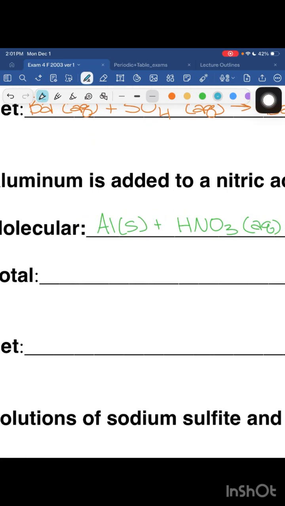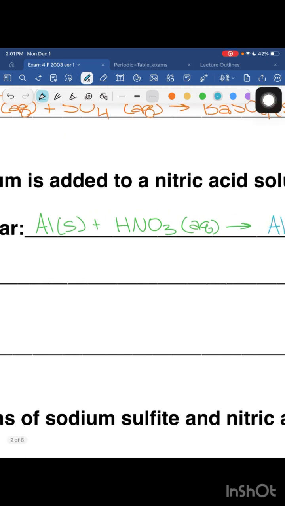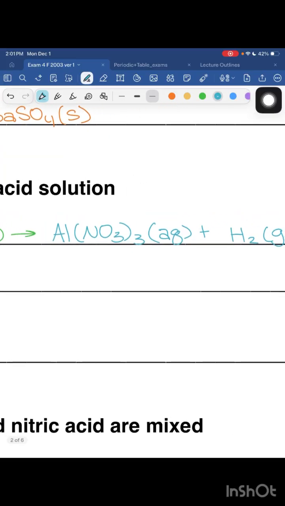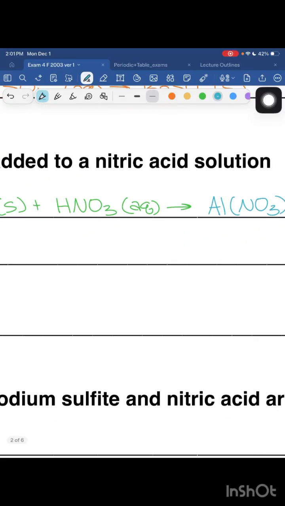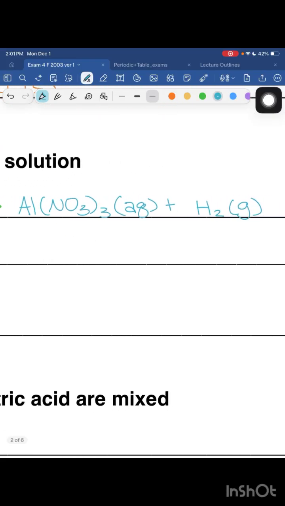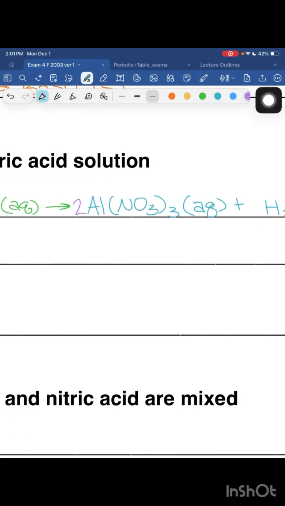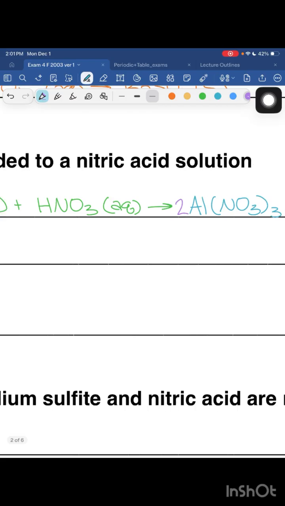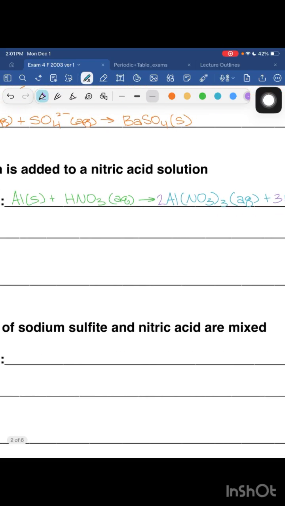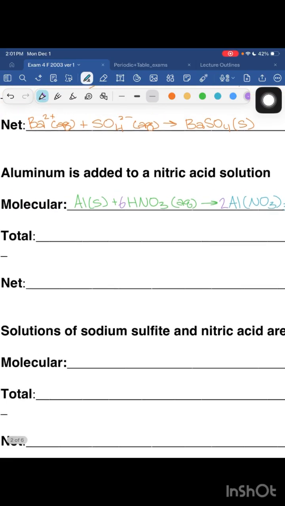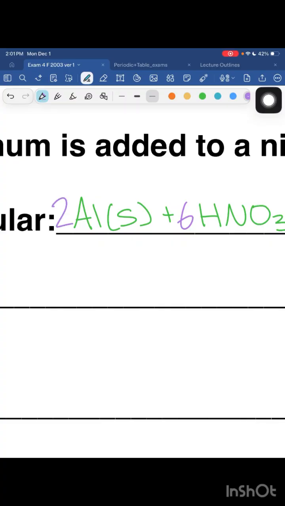So we have, to balance this, unfortunately, I've got a 2 here and I've got a 3 here. The only way to make anything happen is to make 6 total. So we're going to have to put a 2 here and a 3 here, meaning we're going to have 6 of these, and we need 2 of these.